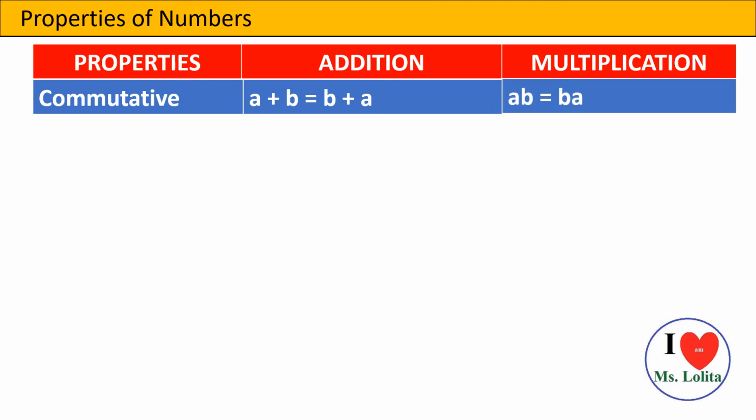Let us discuss the properties of numbers. If it is the commutative property, you're just going to switch the places of the numbers. So, in the commutative property of addition, a plus b will become b plus a. While in the commutative property of multiplication, a times b is equal to b times a.